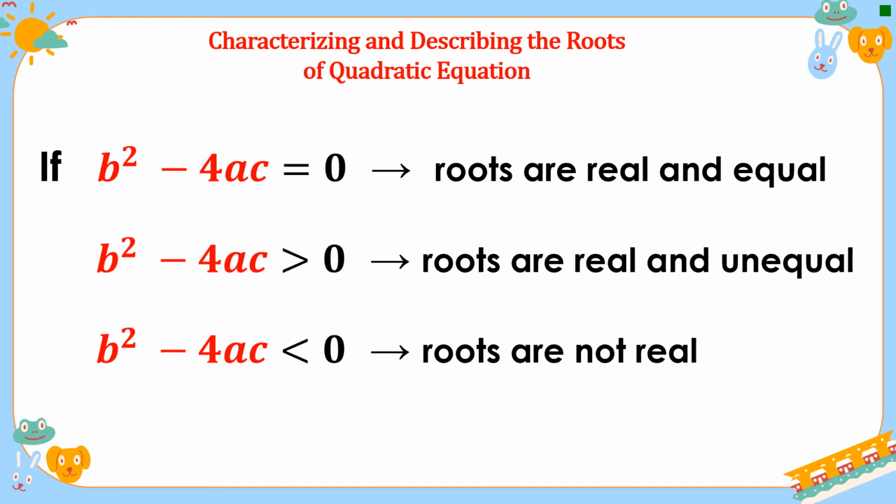Here are the conditions on identifying the nature of the roots of the quadratic equation through its discriminant. If b squared minus 4ac is equal to 0, then the nature of the roots are real and equal. If the discriminant b squared minus 4ac is greater than 0, then the nature of the roots are real and unequal. And if the discriminant b squared minus 4ac is less than 0, then the nature of the roots are not real.